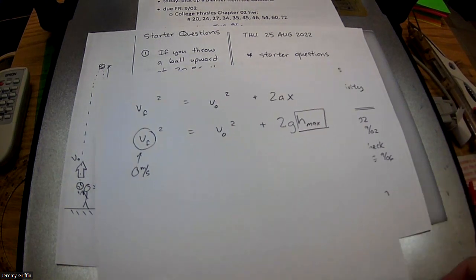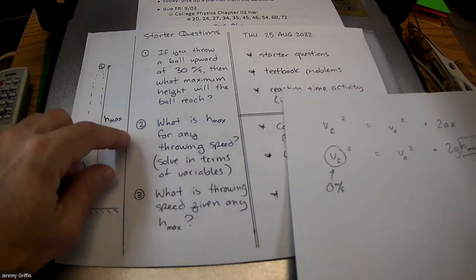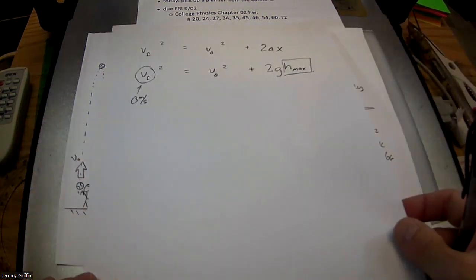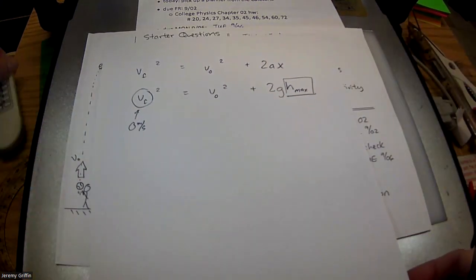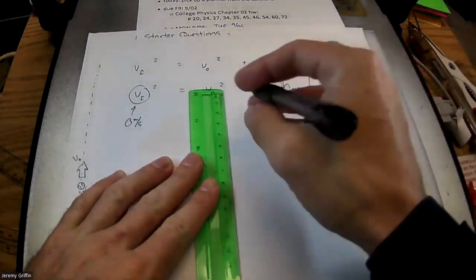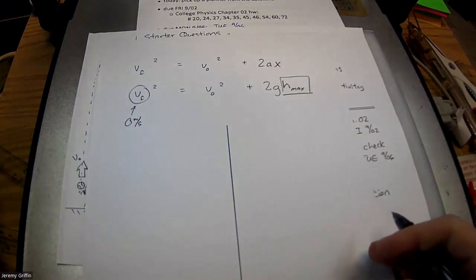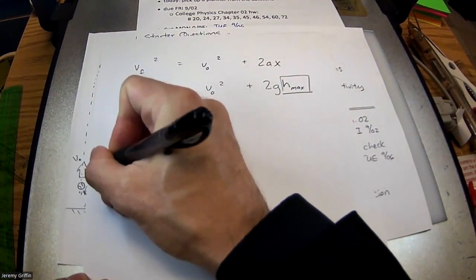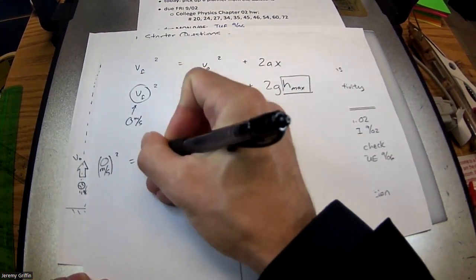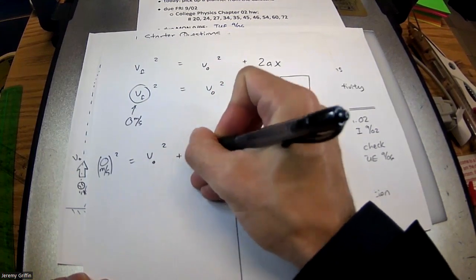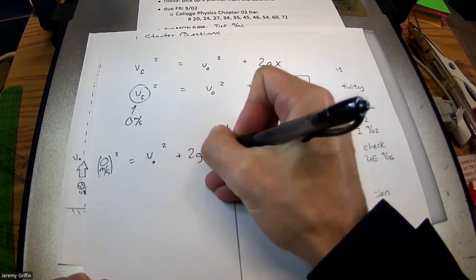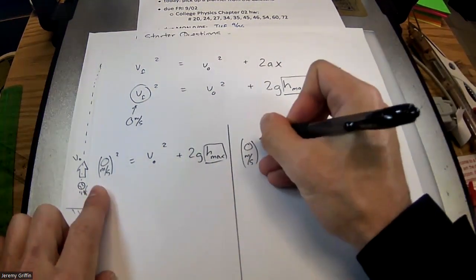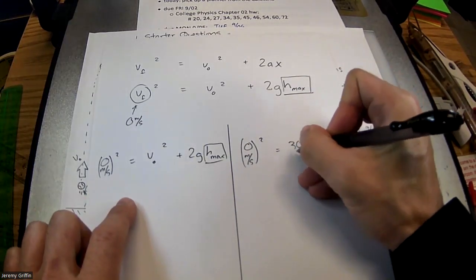Right, so let's go ahead. You guys see this next question? What is h max for any throwing speed? Solve in terms of variables. Let me do this. I'm gonna split this paper right here, and we'll answer the first two questions, one where you know the throwing speed, and the second would be, well, what would it be for any throwing speed? Okay. So in terms of variables, we got now 0 is equal to v naught squared plus 2gh max. That's in terms of variables. And if you start popping in numbers, besides the 0, it's already there. We know this guy was thrown at 30 meters per second.